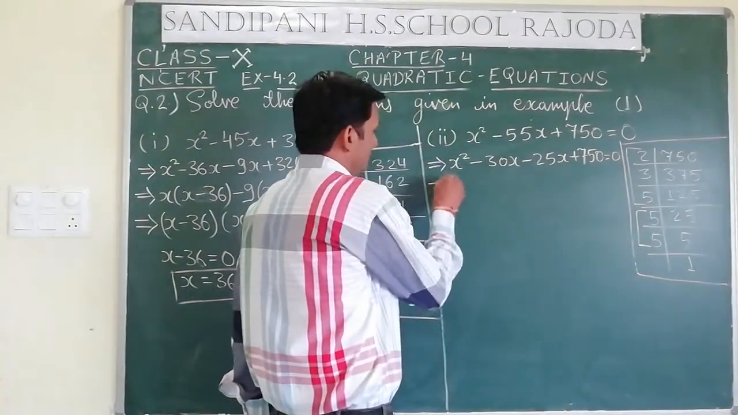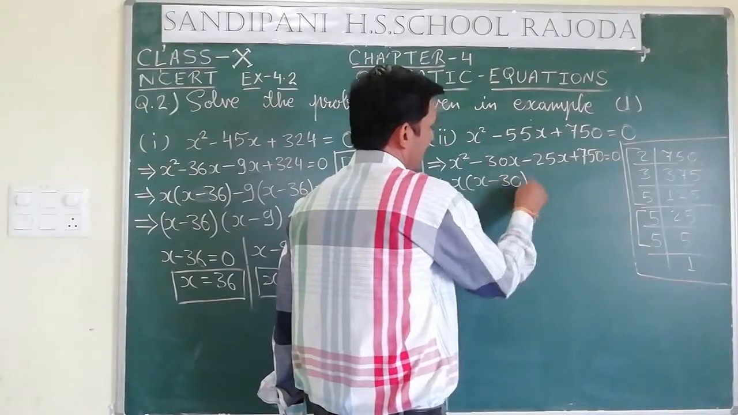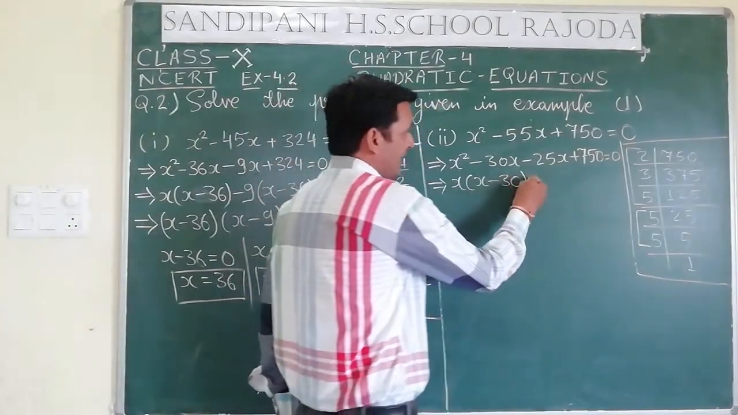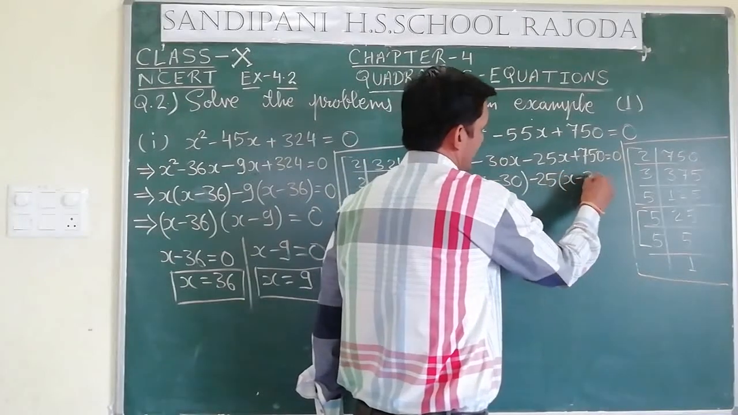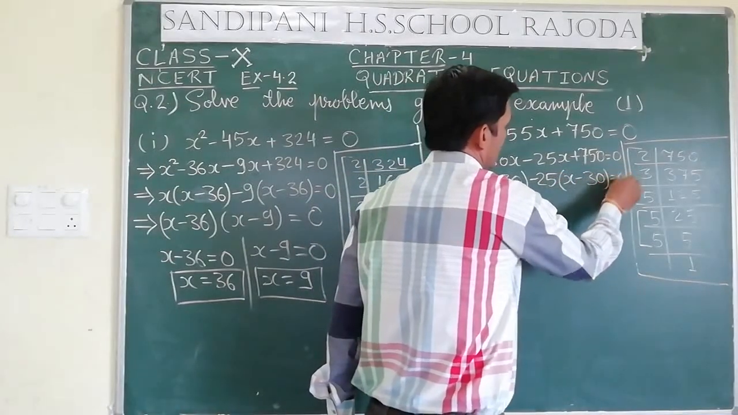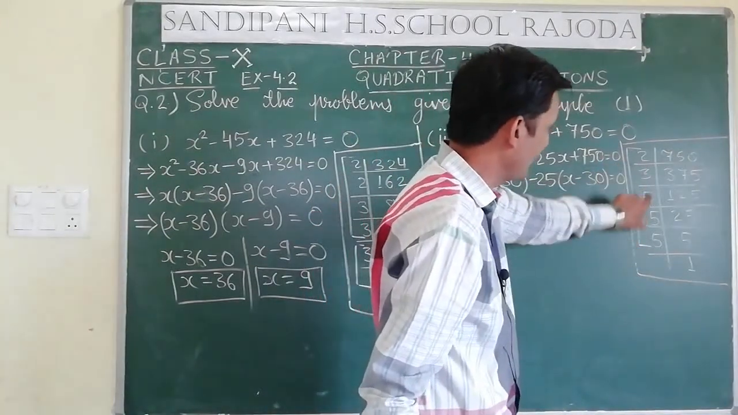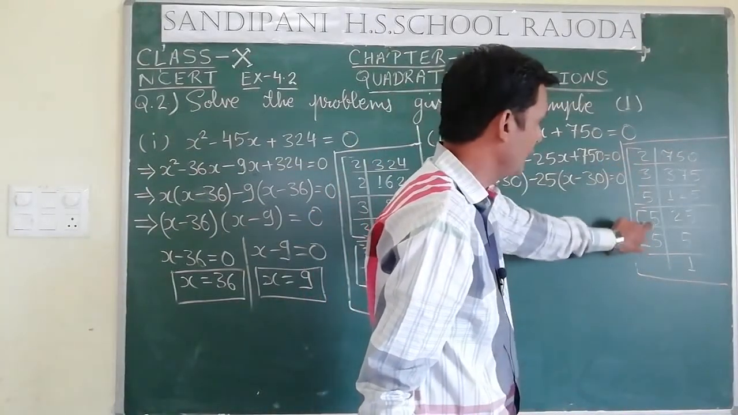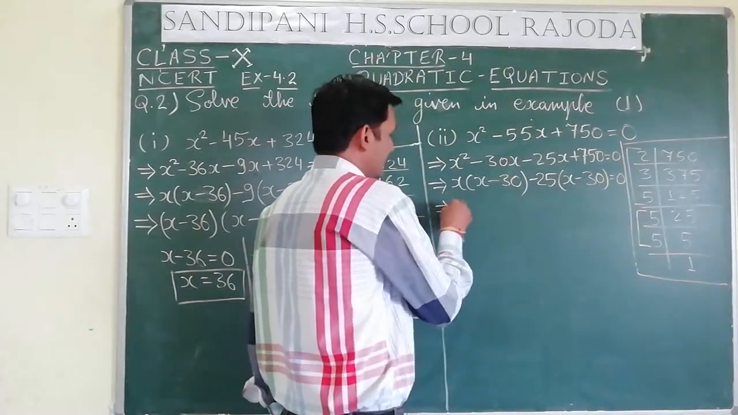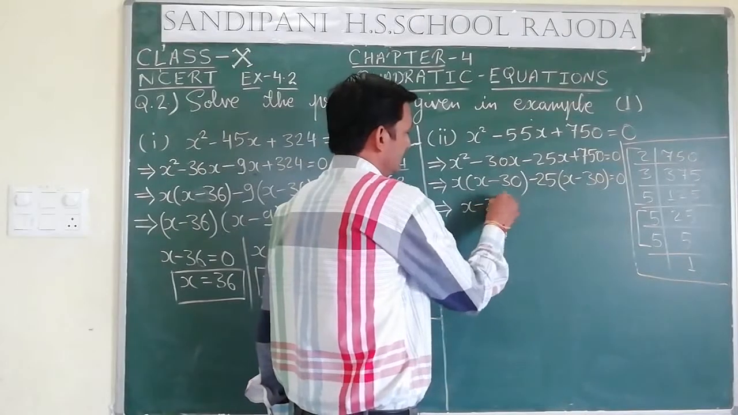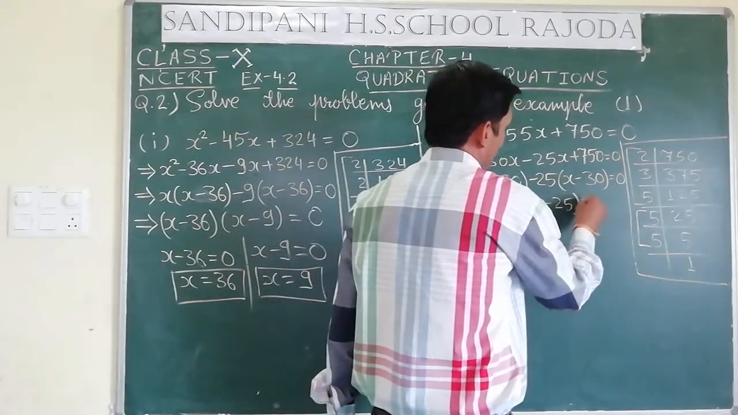So now x is taken common, x minus 30 remaining terms. If we take minus 25 common, again x minus 30 is equal to 0. Why is it so? Because 25 into 30, this is 25, this is 30, the product of these two values is equal to 750. So x minus 30 is taken common. The remaining term is x minus 25 is equal to 0.